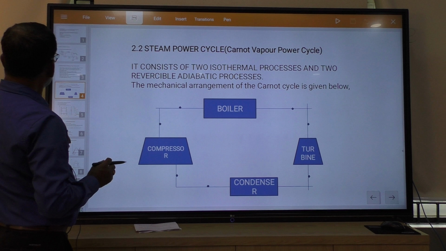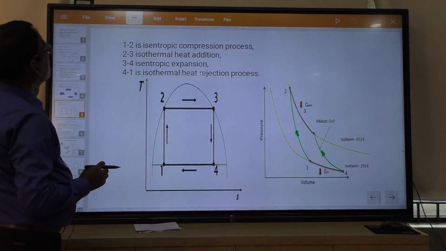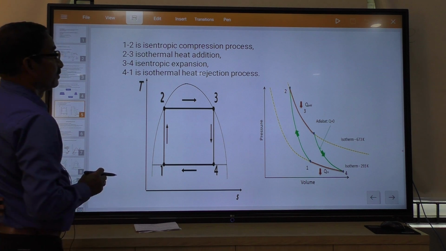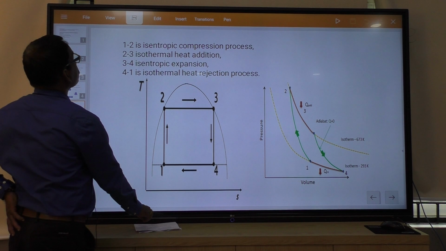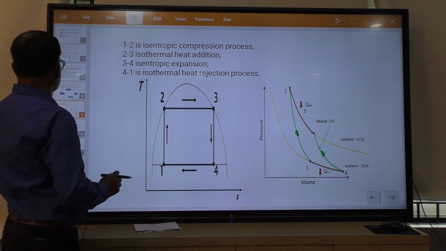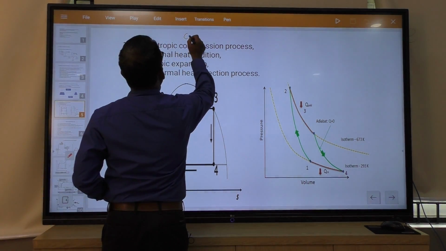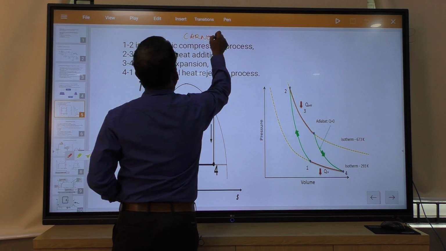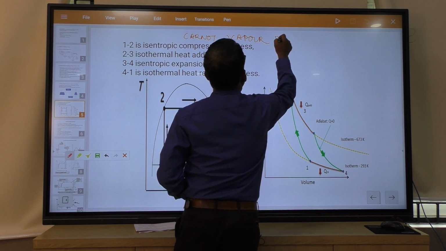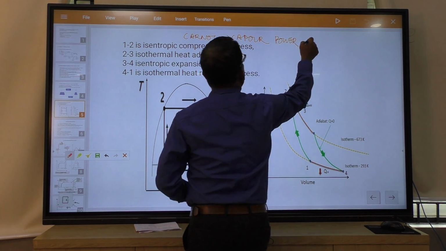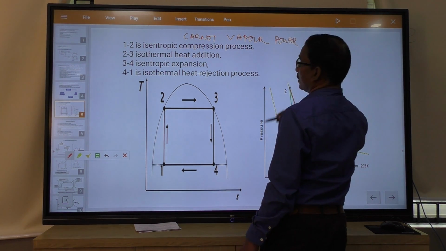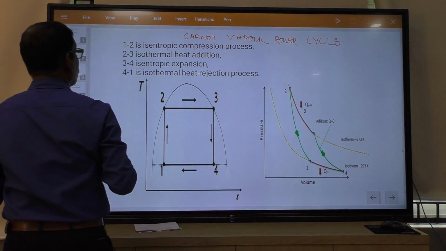Next is the temperature-entropy diagram and the pressure-volume diagram of the Carnot vapor power cycle. I have already told you there are 4 processes.